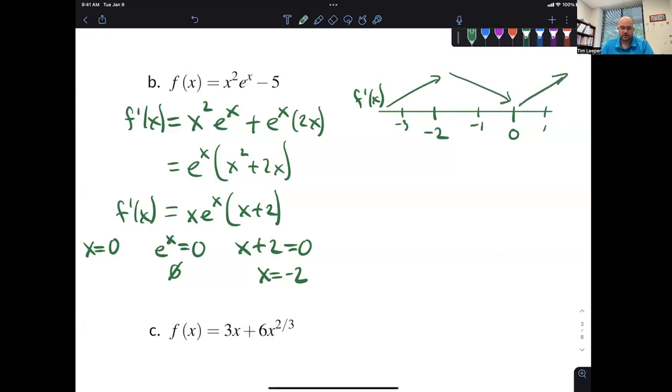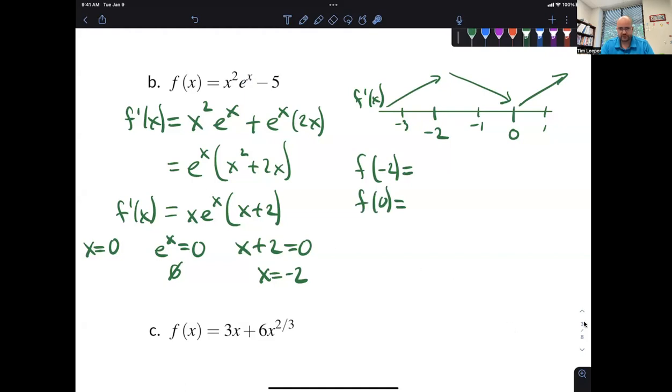Good. So what that's telling me, finding the relative extrema, is that negative 2 is a relative maximum. 0 is where you have a relative minimum. So to figure those out, though, we need to actually plug those into the function, negative 2 and 0, into the function. Now, the original function, not the derivative.